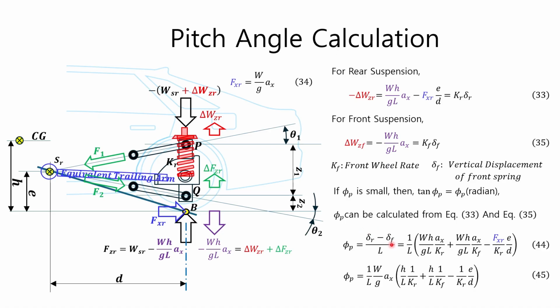Rearranging equation 44, the pitch angle phi-p can be expressed as equation 45. As expected, the pitch angle phi-p expressed by equation 45 indicates that it can be expressed as a function of acceleration, mass, front and rear wheel rates, and the geometry of the rear suspension link. Let us examine the meaning of equation 45 in detail.